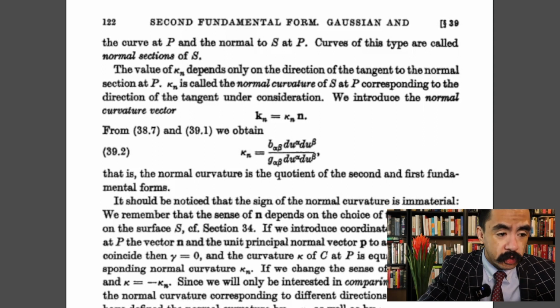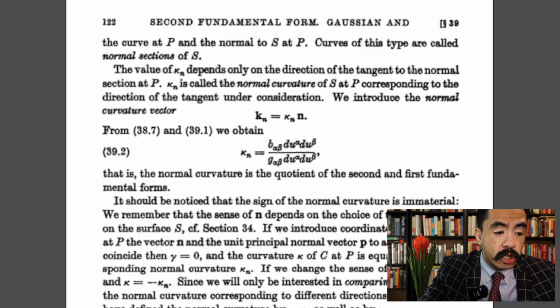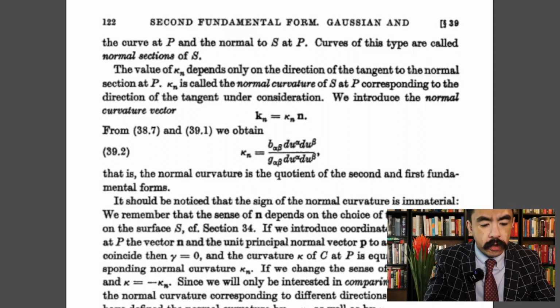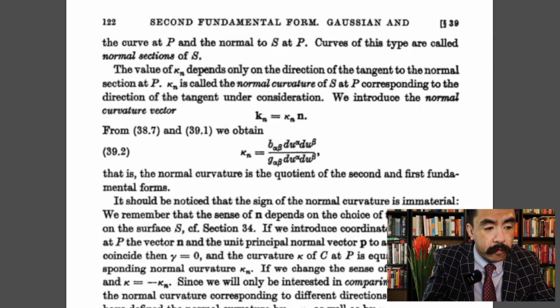The value of kappa sub n depends only on the direction of the tangent to the normal section at capital P. Kappa sub n is called the normal curvature of capital S at capital P, corresponding to the direction of the tangent under consideration. We introduce the normal curvature vector lowercase k sub n equals kappa sub n times vector n. From the relation for kappa times cosine of gamma given in terms of the first and second fundamental forms, as well as the relation for kappa times cosine of gamma equal to kappa sub n, we obtain that kappa sub n is equal to b sub alpha beta times du alpha times du beta all over g sub alpha beta times du alpha times du beta. That is, the normal curvature is the quotient of the second and first fundamental forms.